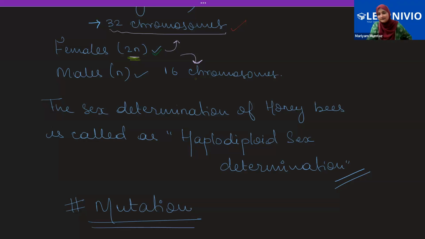Because they don't have to reduce, no? They don't have to reduce because they themselves are haploid, and being haploid, they have to give rise to haploid cells. If they underwent meiosis, the chromosome number of the gamete would become n by 2, half of n. So we don't want this, right? The gametes have to be haploid. That is why they undergo mitosis.